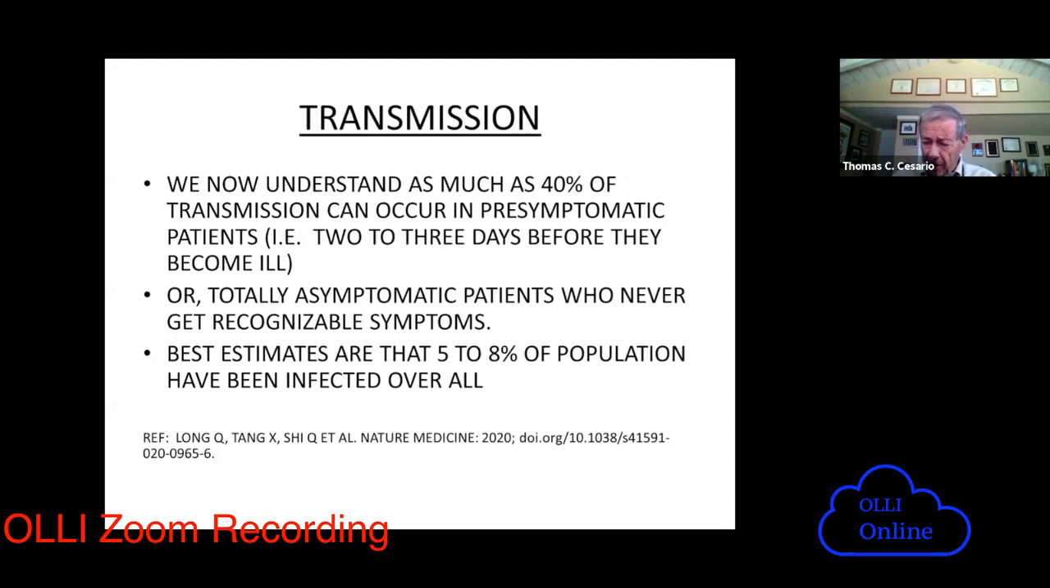So a very important part of understanding how and why this virus is being transmitted in the community is an understanding that people who are not sick are capable of transmitting the virus in one of those circumstances. Either they're never going to get symptoms or they are in a pre-symptomatic stage.